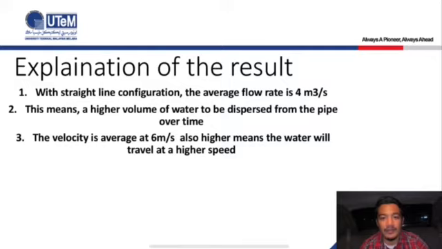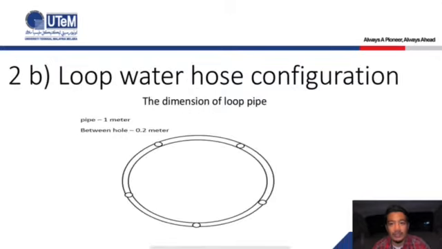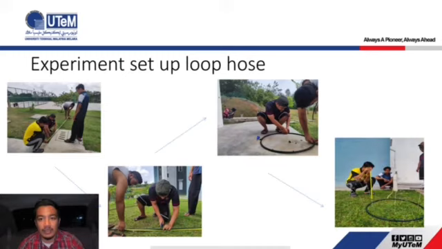For part B, the loop water hose configuration, this is our setup for the pipe. We use a 1 meter pipe and we made 5 holes in it. The distance between the holes is 0.2 meter. This is the experiment setup for the loop hose, as shown in the picture.